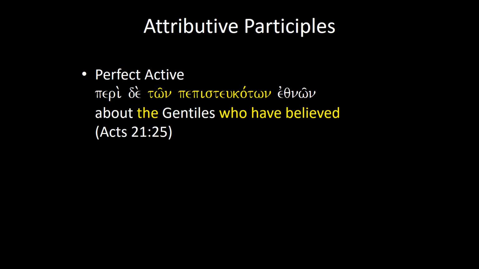Here's one that's perfect active. Peri de ton pepistukaton ethnon. About the Gentiles. What kind of Gentiles? The having believed Gentiles. So we can say about the Gentiles who have, that's the perfect part, believed. About the Gentiles who have believed.